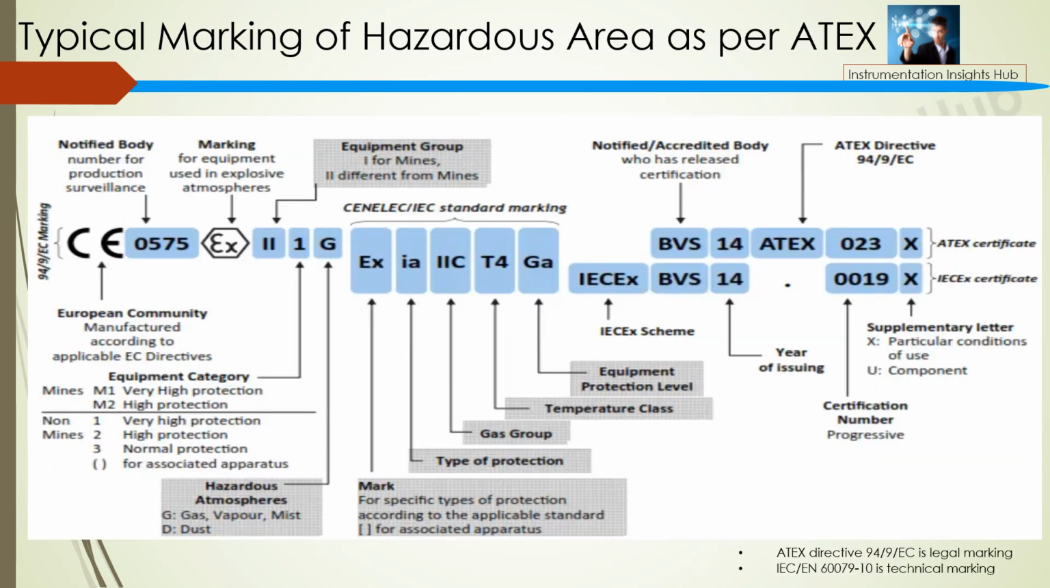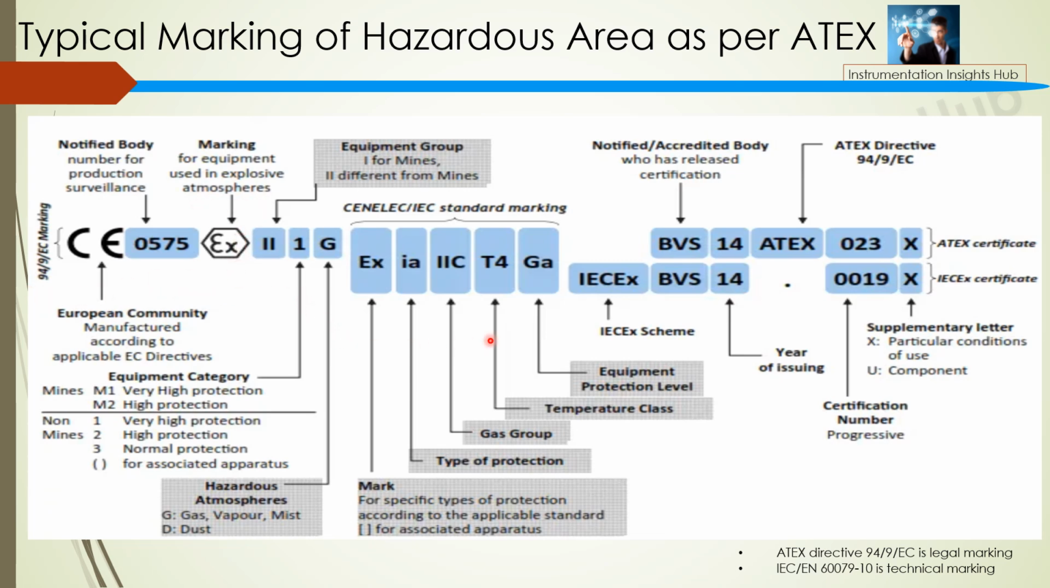So this is the typical marking of a hazardous area as per ATEX. You can see that this is the CE mark, for the European Community, manufactured according to the applicable EC directives. Many times you have seen this CE logo. After that, you have the CE notified body number, for example petroleum surveillance. This is that number. And this marking, Ex, is for equipment used in an explosive atmosphere.